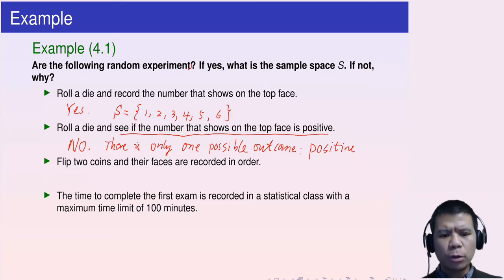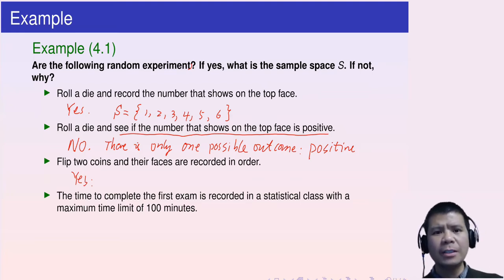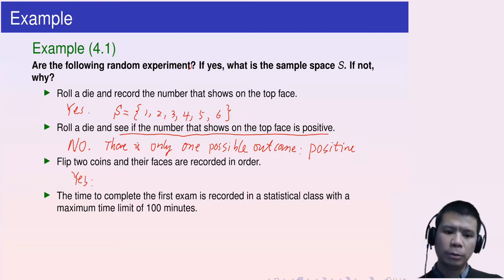Next, flip two coins and record their faces in order. Is this a random experiment? How do you think? Yes or no? For this one, the answer is yes. There are several possible outcomes. The first is a head, the second is a head, so both of them are heads. The first is head, the second is a tail. The first is a tail, the second is a head. Now they are both tails.